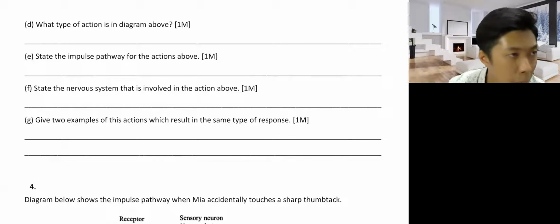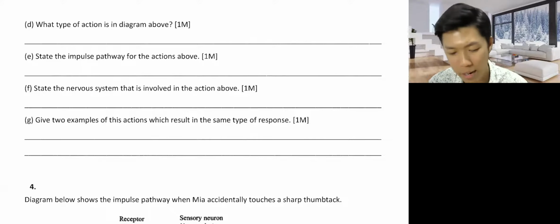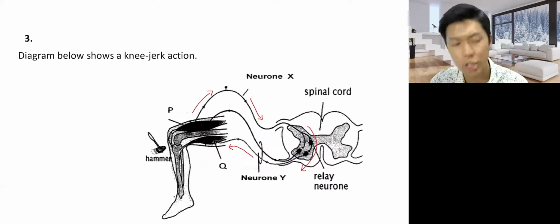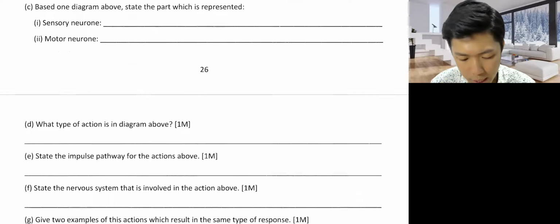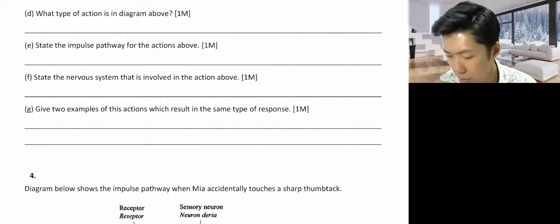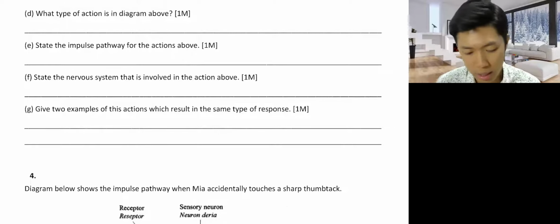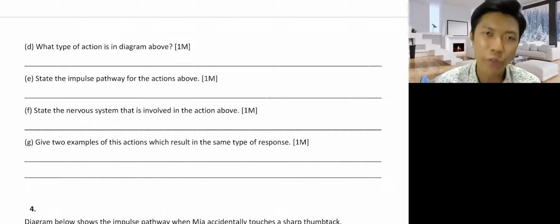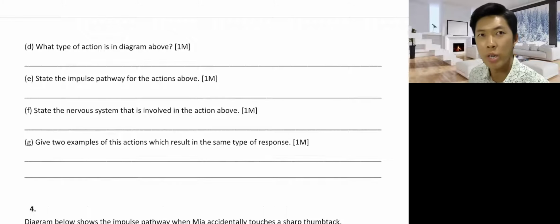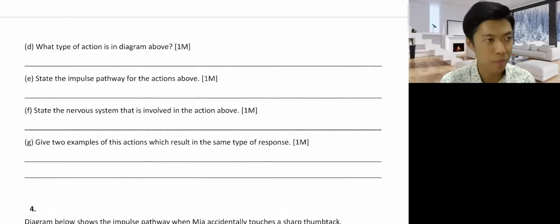Okay, everyone. What type of action is in the diagram above? Well, it's a knee jerk. So the action is under what title that we're talking about now? Yeah, it's under reflex action. That's the title of the action. Knee jerk is just an example. We don't actually write knee jerk. We write reflex action.